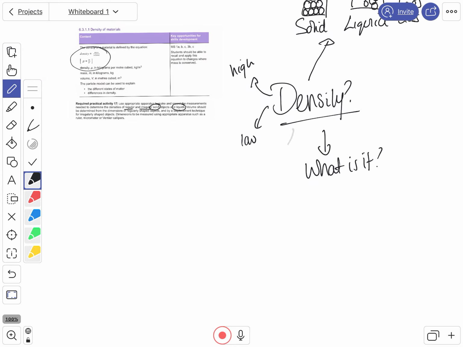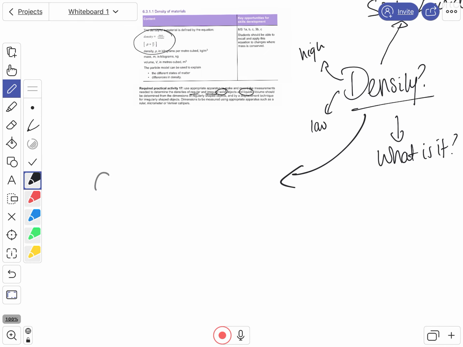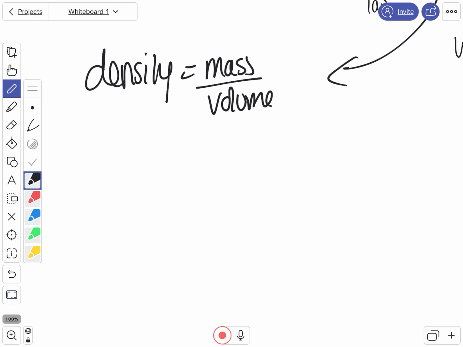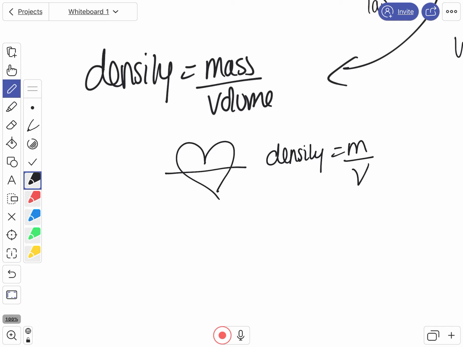So density, what is it? The equation for density is density equals mass divided by volume. Now, you have to learn that equation. It is one of the ones to learn. The way I like to remember it is density breaks my heart. So density equals mass over volume. See the mass here over the volume. So that's how we work it out.